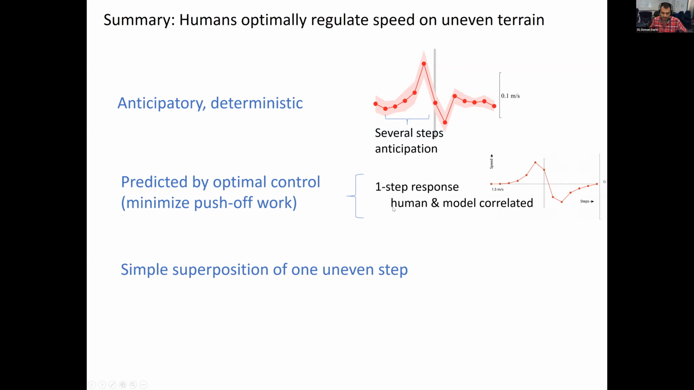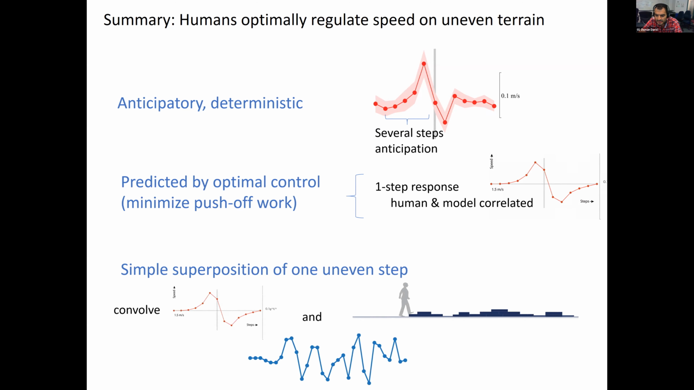And then we can decompose a complex terrain into one-step responses. And then using linearity, superposition, and scaling, basically convolving the terrain info with the one-step response, we can generate complex human speed trajectories. We believe uneven terrain walking is economical and it's simply composable. Thank you.